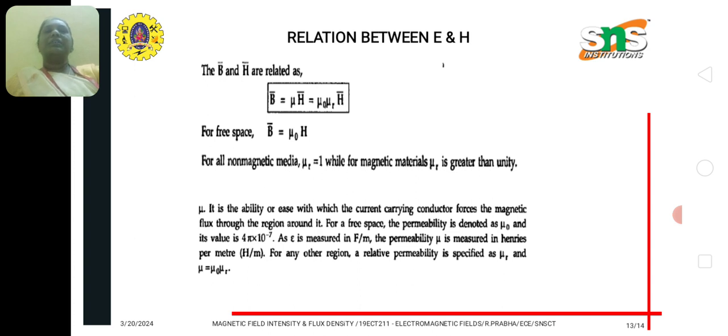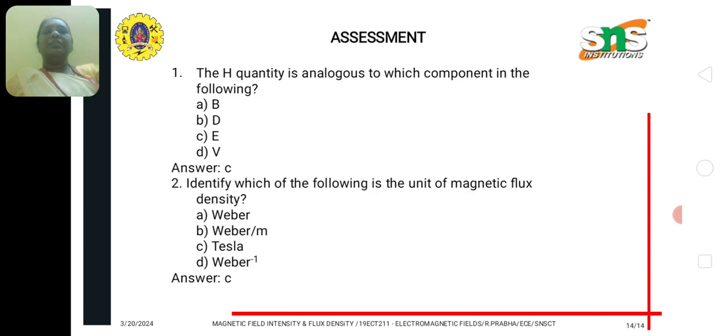Here B is the flux density, H is the field intensity, and mu is called the permeability, which is equal to mu naught into mu r. Here mu r is equal to 1 for non-magnetic materials like free space, and mu naught is the permeability of free space.